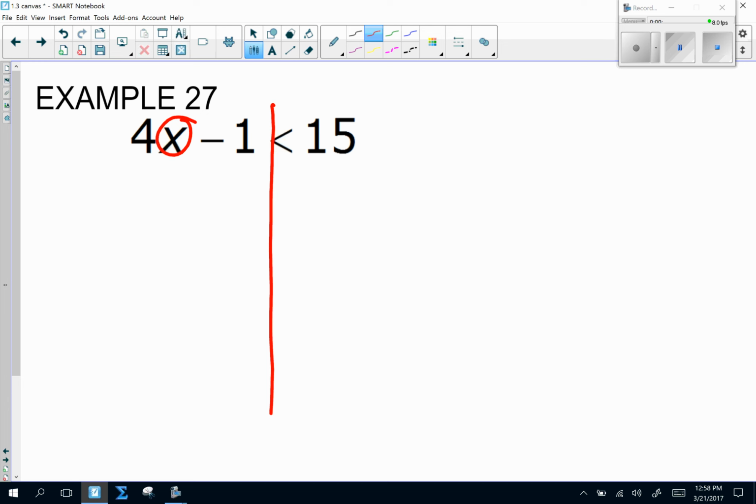So the first thing I want to move is the constant, the plain old number, the number that is not attached to a letter. So I have to get rid of the negative 1. To get rid of a minus 1, I have to do the opposite and add 1 so that it adds to 0. But whatever I do to one side, I have to do to the other. Those cancel out, and I have 4x is less than 15 plus 1 is 16.